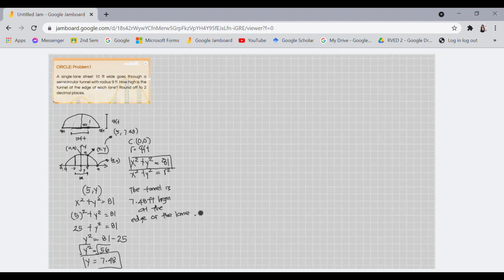So, quick recap lang. What we did, we illustrated the problem based on the given conditions, and then, okay, identify certain points to be used for the problem. Okay, follow kung ano yung mga binigay na numbers. 10 feet yung ating lane, 9 feet radius ang ating radius. So, upon drawing that, identify the defining equation and then the points that can be used to answer, okay, to substitute. And then substitute it in the defining equation, and then after getting the final answer, you answer the problem using sentence form.